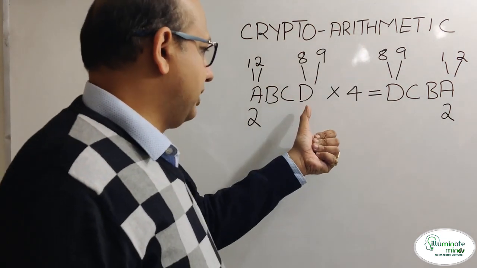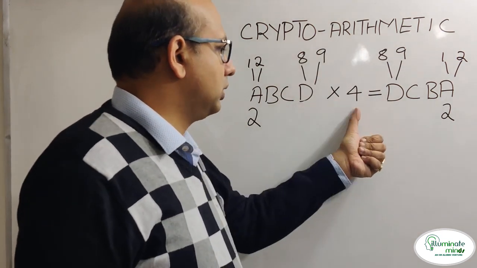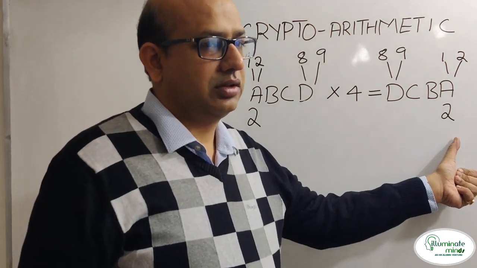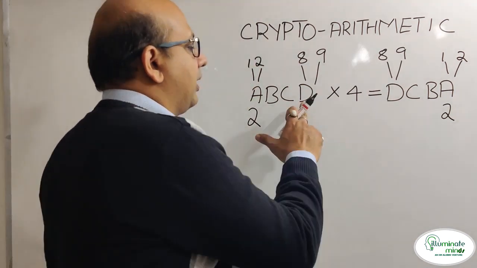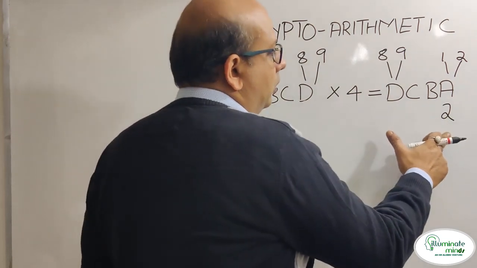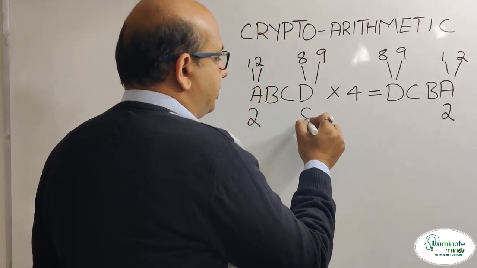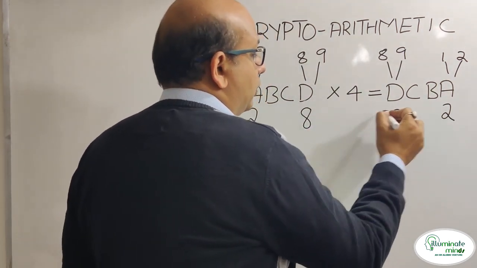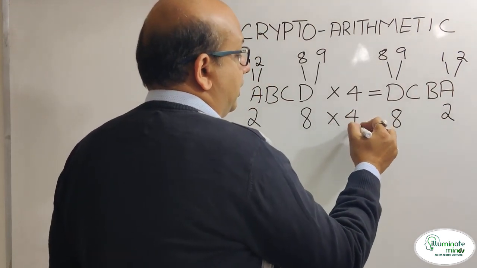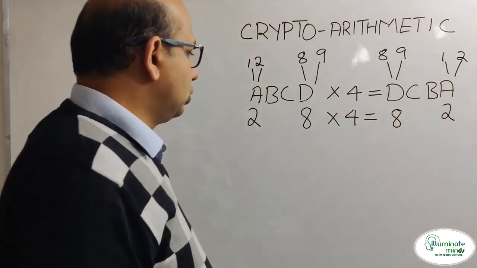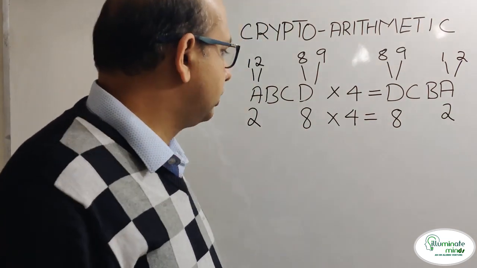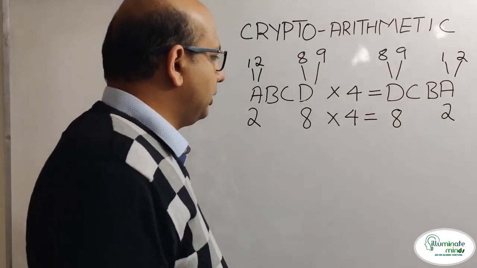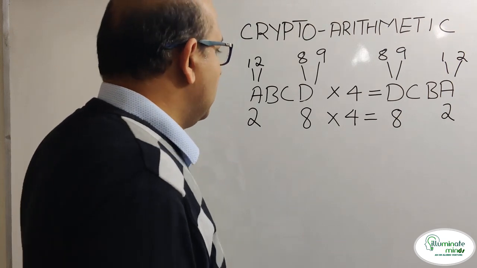Now if I take 9 as an option, 9 4s are 36. That should have given me 6 over here. But it's not 6, it's 2 over here. If I try with 8, 8 4s are 32. That sets in. So the only option left for D is 8. So I take the value of D as 8. So this is 2000 something multiplied with 4 giving me 8000 something, which is practically possible also. Now let's try to find out the other values also.